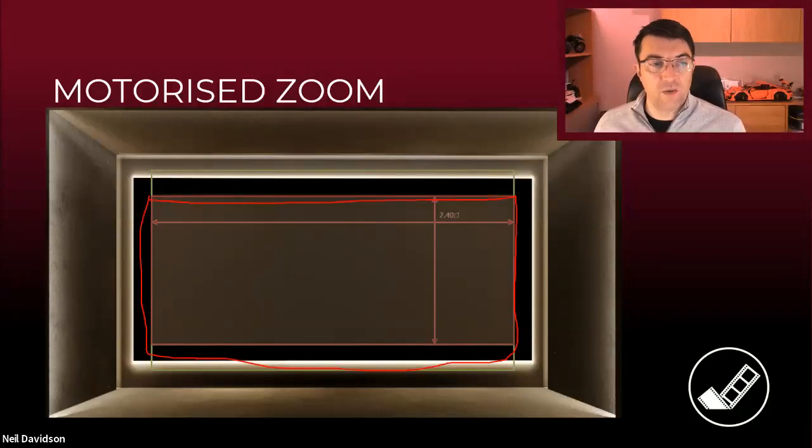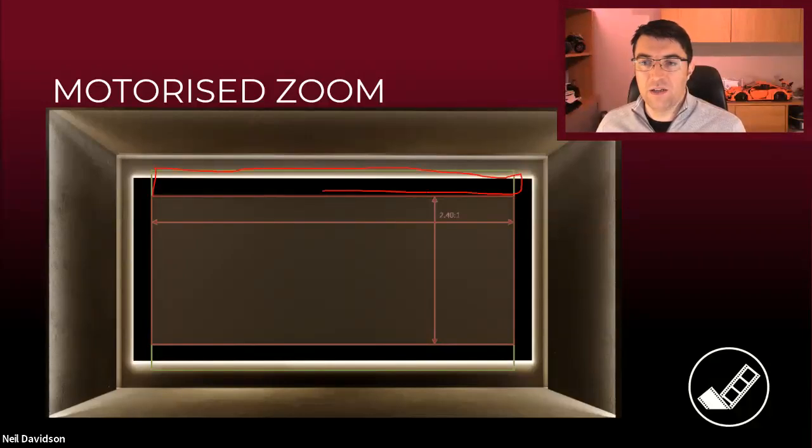But we did mention those considerations. So the first thing that you've got to consider is the overscan. So now this section here and this section here, as you can see, they're not being projected onto the screen. They're on the screen frame and a little bit onto the wall behind. It would make sense to do something to make sure that that doesn't show up.